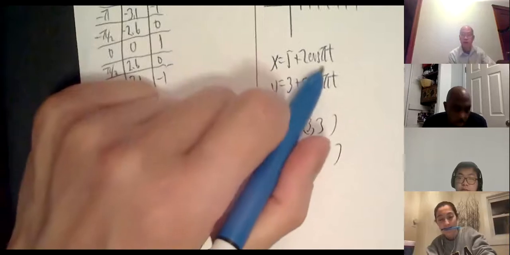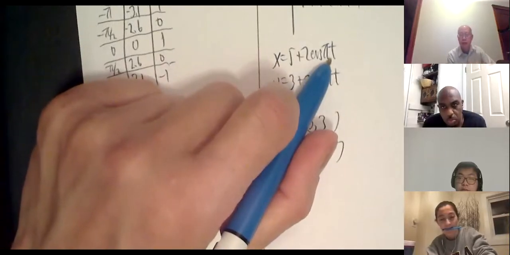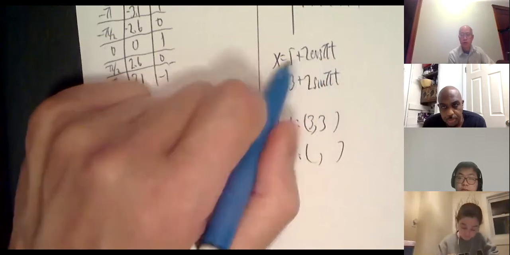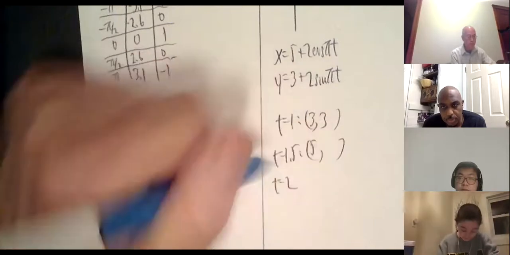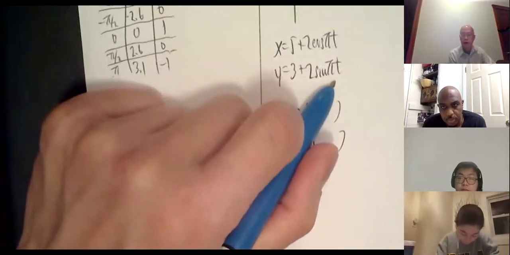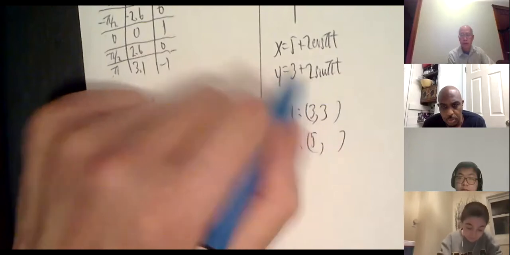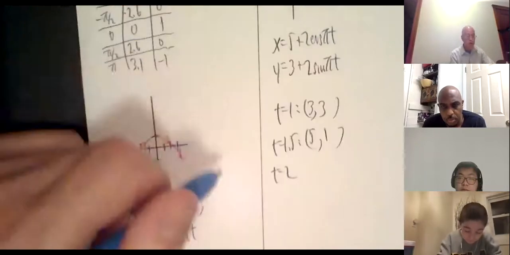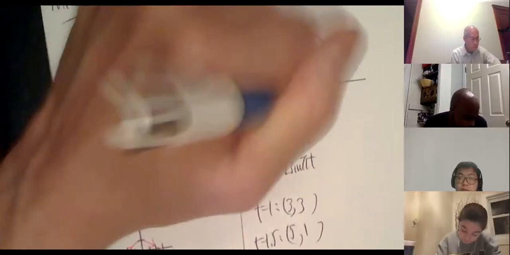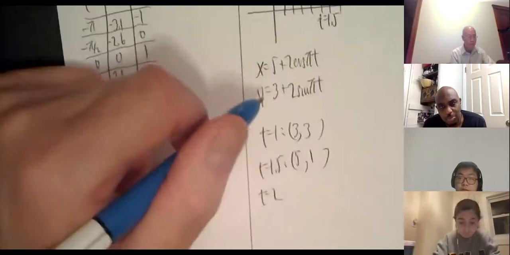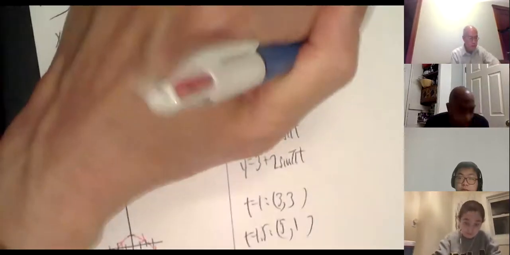1.5. Plug in 1.5. That's like 3 pi over 2. Cosine 3 pi over 2 is 0, so I would have 5, comma, something. 1.5 here. Sine of 3 pi over 2 is -1. Times 2, -2, plus 3 is 1. 5, comma, 1. So t equals 1.5. And I'm pretty sure this is t equals 2.